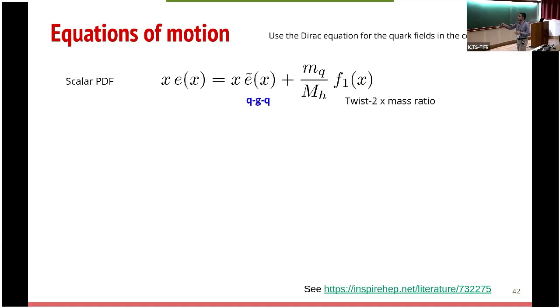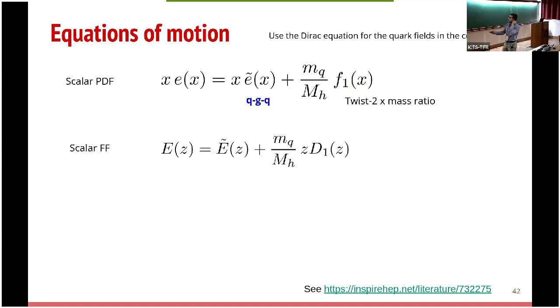So this is a quark-gluon-quark correlation in this sense. They come from this kind of operators. And then you have the twist 2 function times a mass ratio. So you can build other equations of motion for the corresponding fragmentation function. So there are lots of these equations of motion. I'm just pointing out these 2 because I think they are useful for what I want to say.